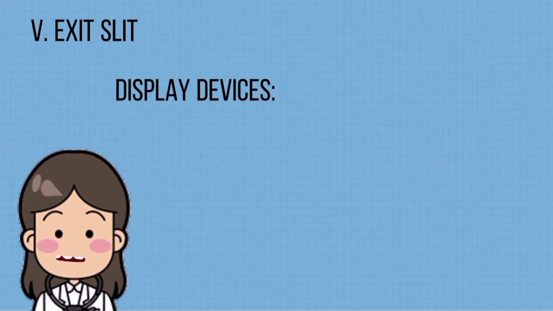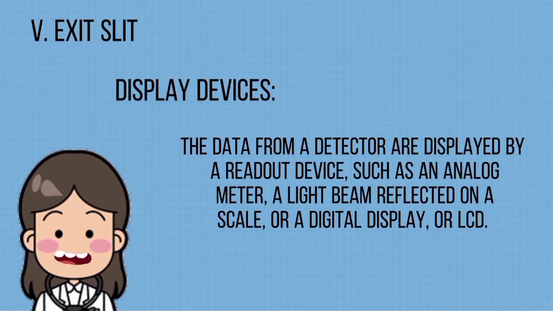Next, display devices. The data from a detector are displayed by a readout device, such as an analog meter or LCD.